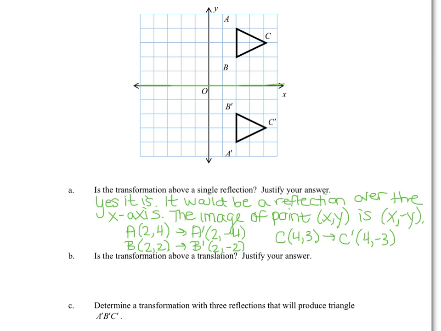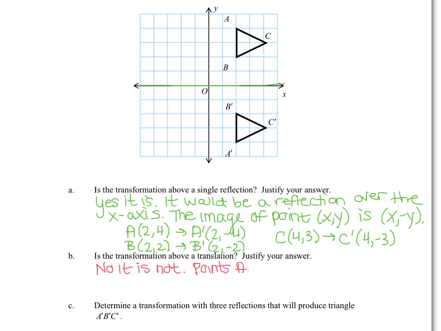Our next question is, is the transformation above a translation? So we have to look at this very carefully. We can see that if we moved it down, this point moved down 4, 5, 6 units, this point down 6 units, and this point down 6 units, we would have a translation of moving it down 6 units. The problem is that this is B, and B prime is up here, not down here. So the reality is, no, it is not.